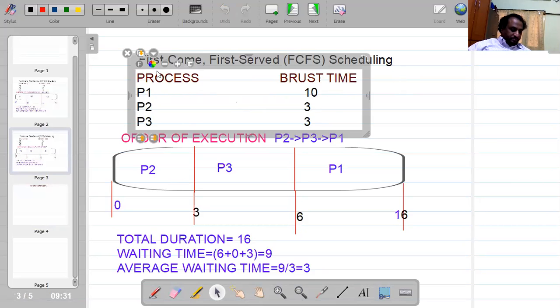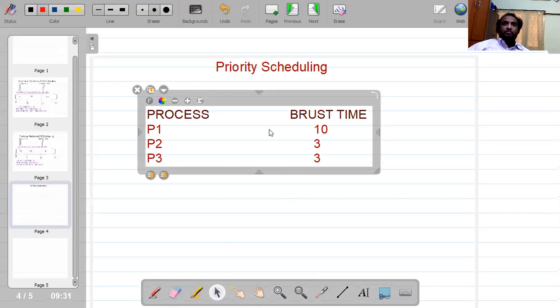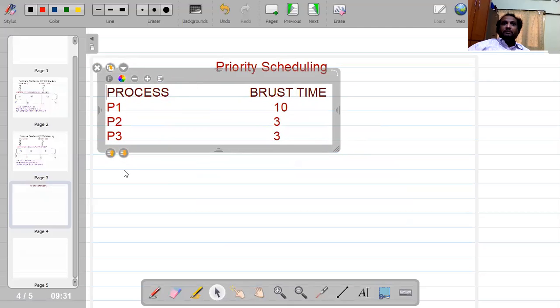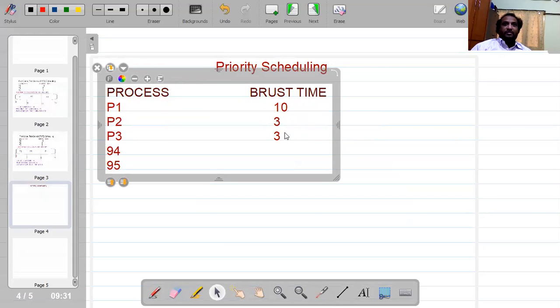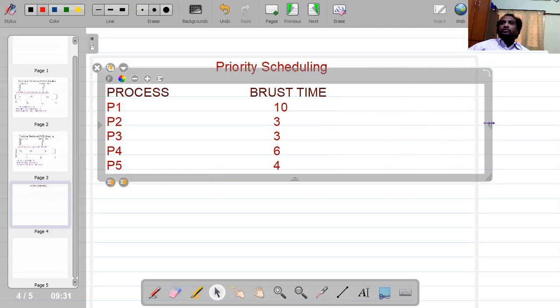Okay, so it is going to be something like this. Suppose we take the processes and the burst time. Let us say we are having 5 processes, P4, P5. The first process, burst time is 10, we'll take the same values. For the fourth process, we'll take a burst time of about 6. And for the fifth process, we'll take a burst time of about 4. So these are the burst times of every process.